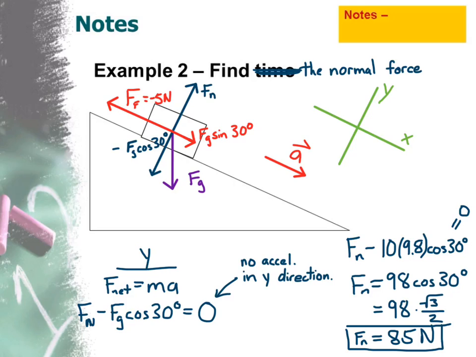Now that normal force is less than the force due to gravity on this block. F sub g is 10 times 9.8, which is 98. So when you have a block on an incline, the normal force is going to be less than the force due to gravity. So be aware of that when you're being asked problems of blocks on an incline: the normal force doesn't always have to equal the force due to gravity.